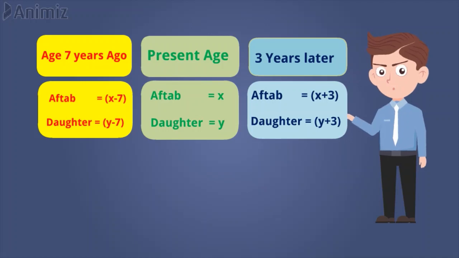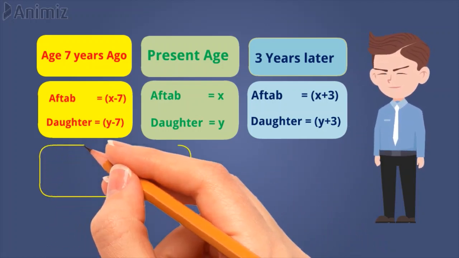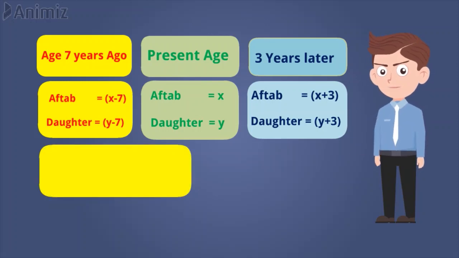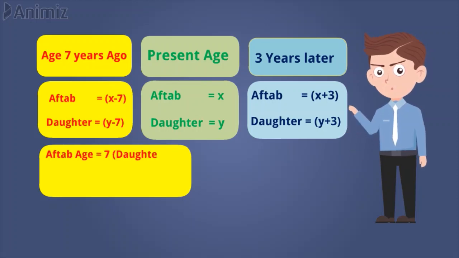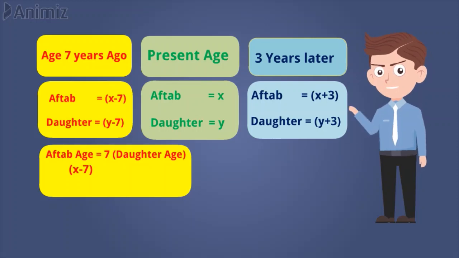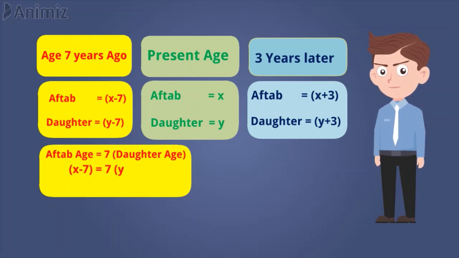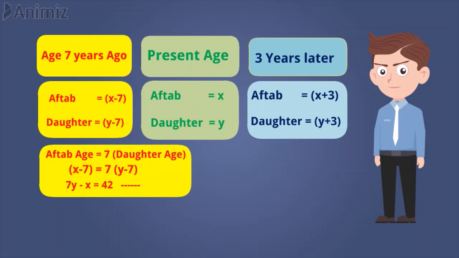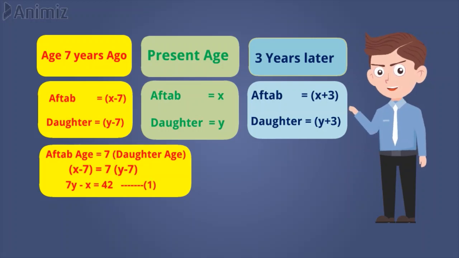So once you have tabulated this, let us see what the question says. Aftab tells his daughter, 7 years ago, I was 7 times as old as you. So move on to the first column, which was 7 years ago. The age of Aftab was x minus 7 and he was 7 times the age of his daughter, which was y minus 7. So the equation we get is x minus 7 is equal to 7 into y minus 7, which if you simplify, you will get 7y minus x is equal to 42. So this is one of the linear equations.